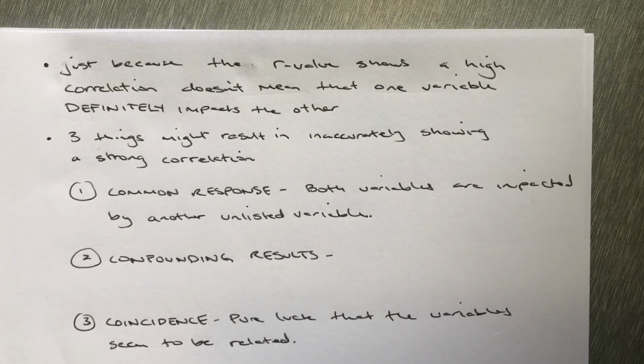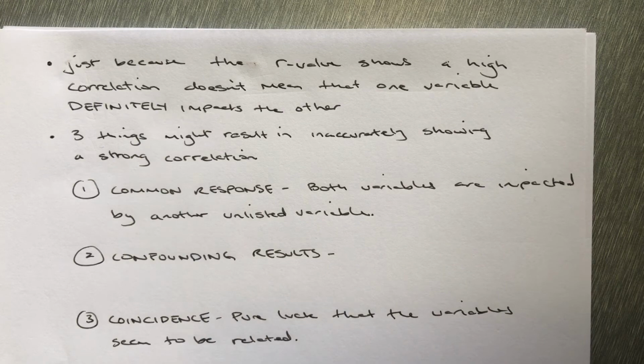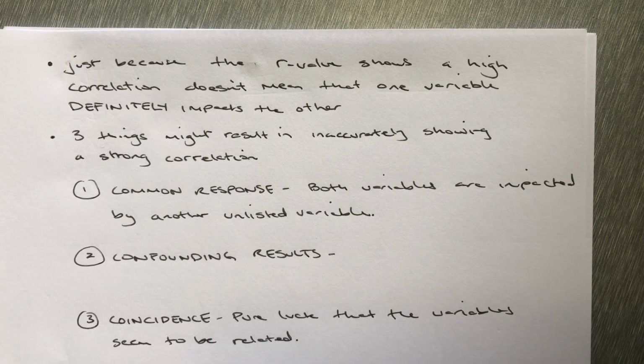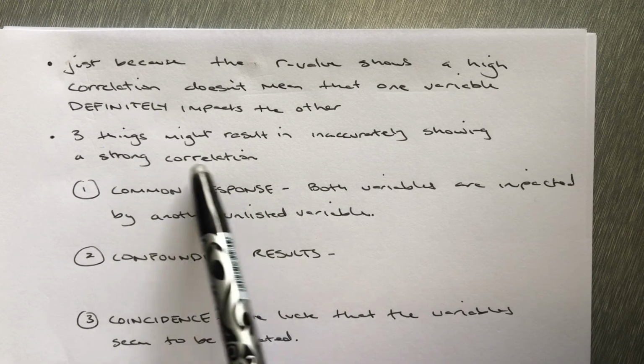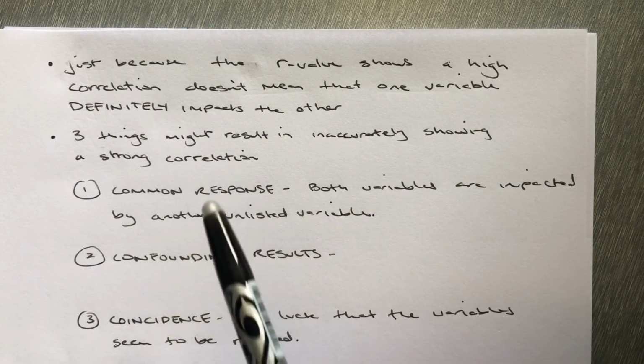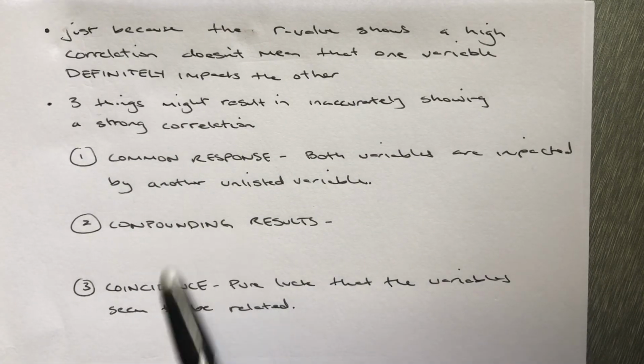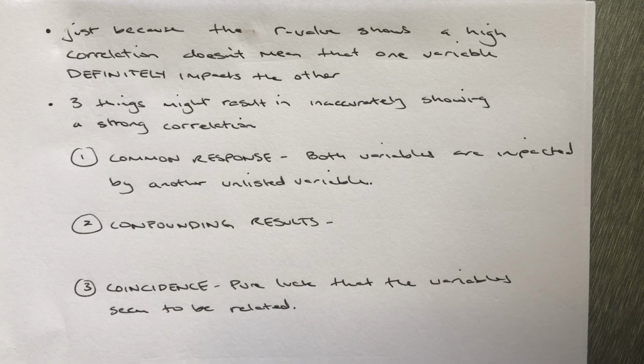All right, so let me move on to the next little bit. We're going to find out a heap of different R values and we're going to interpret them. But we need to realize that just because an R value shows a high correlation doesn't mean that one variable definitely impacts the other one. Now there's three things that might result in inaccurately showing a strong correlation, which are written down here. I don't want to spend too long looking at these ones, so I'm not going to explain them right now. I might explain them a little bit later on.